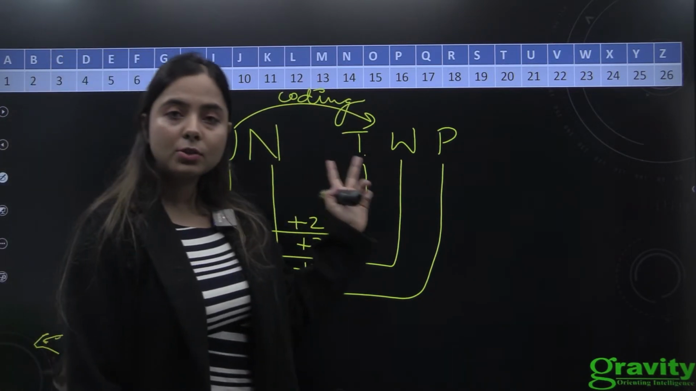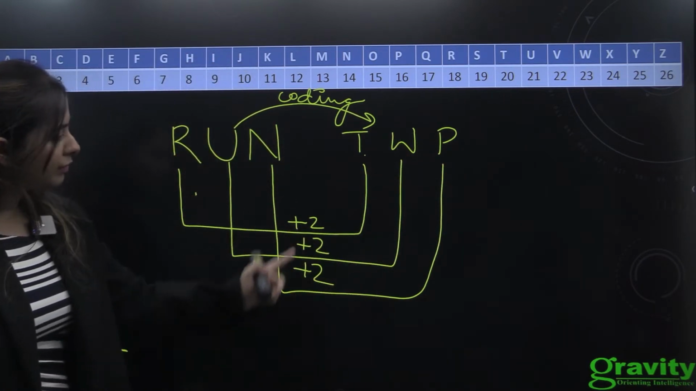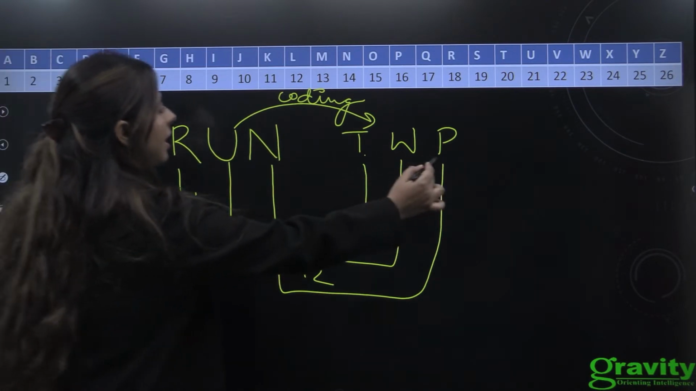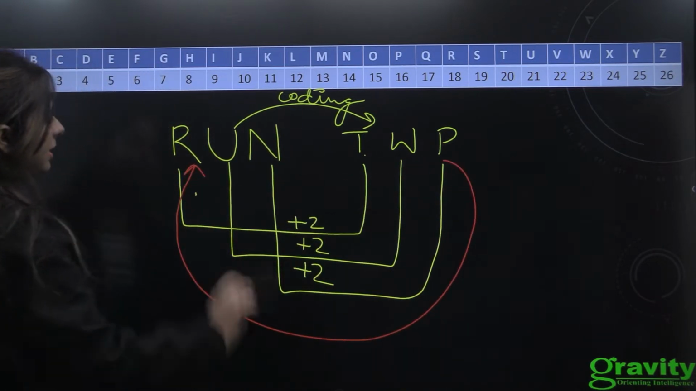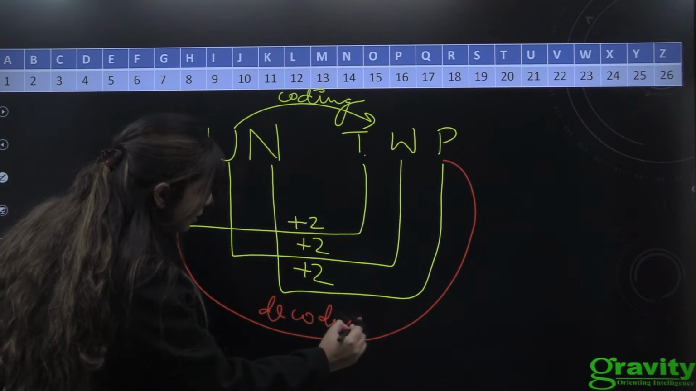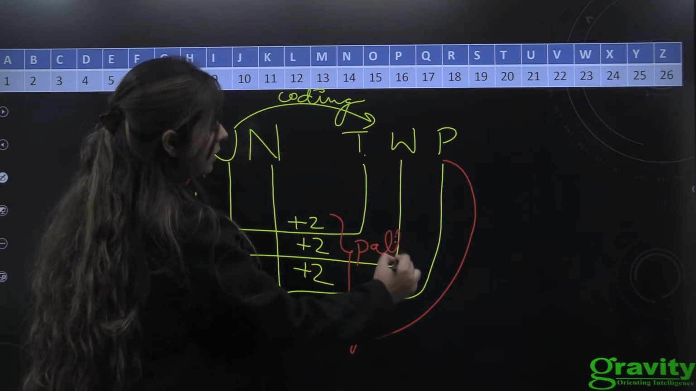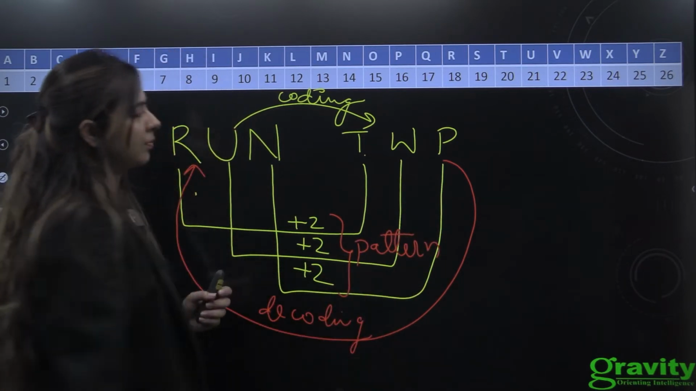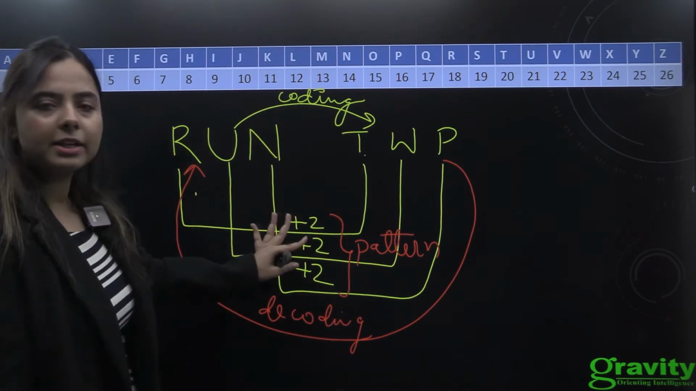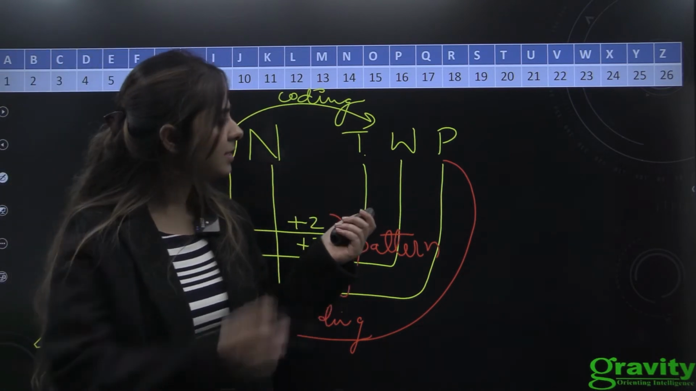Now, as soon as my friend sees this TWP, he again makes use of the same pattern and arrives back at the original meaning. So this is called decoding. And this was the pattern that I used. Alright, coding, decoding, and there is some pattern. Alright, let's start with the questions now.